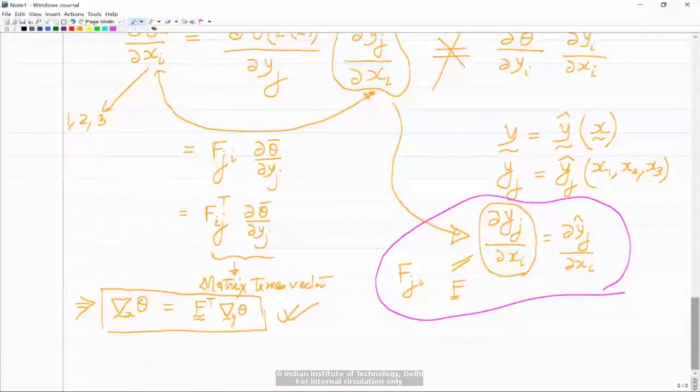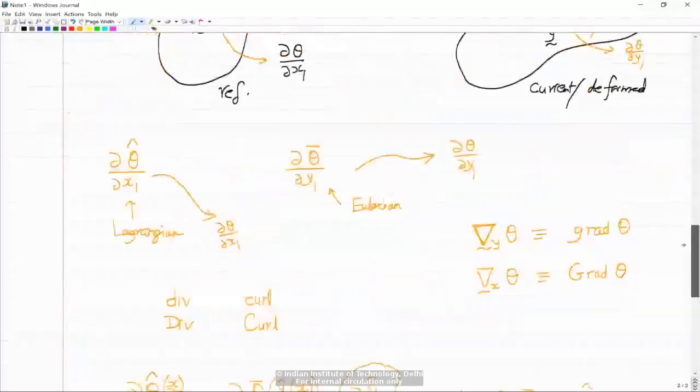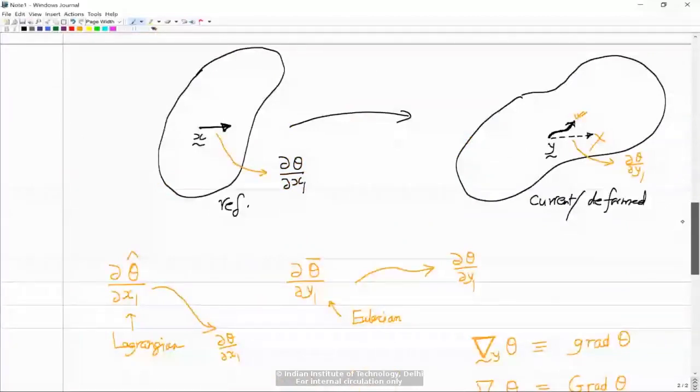Okay, so this is how you can relate what is called Lagrangian and spatial gradient. But for now, all that I wanted you to know is that there can be two kinds of spatial derivatives, Lagrangian and Eulerian derivatives, and they are not the same. So I hope this thing is clear to every one of you.